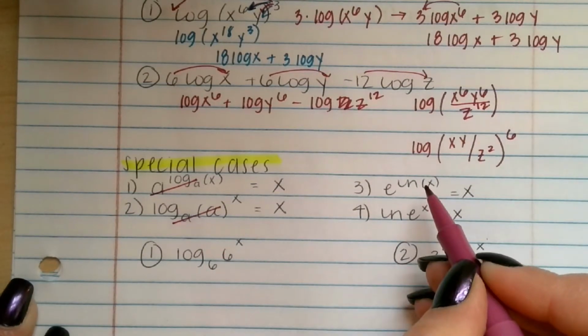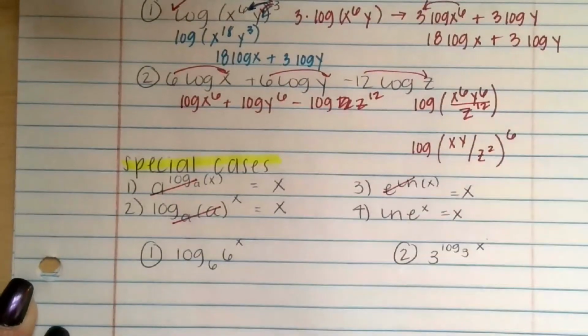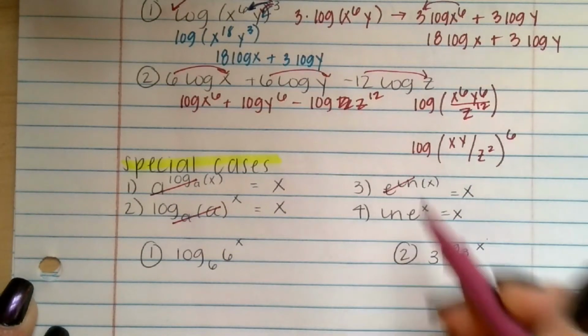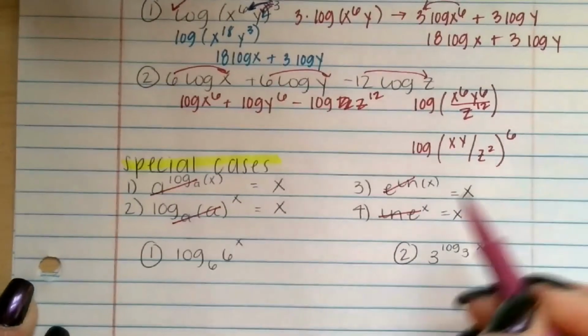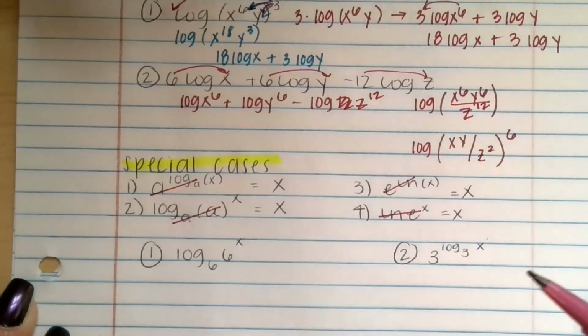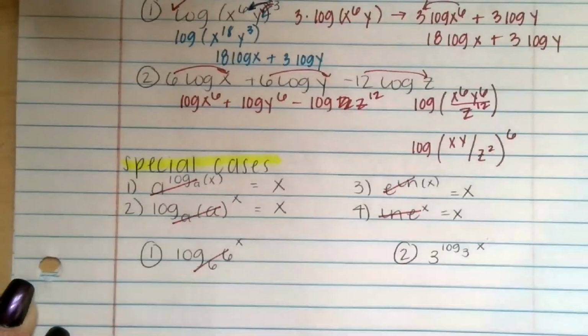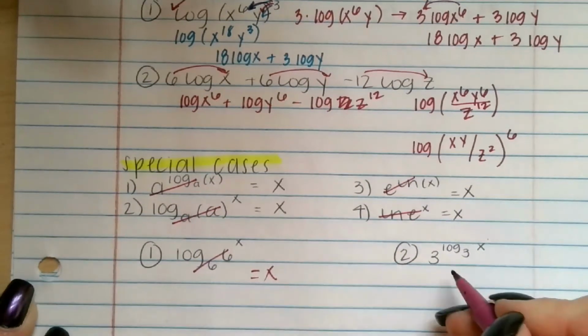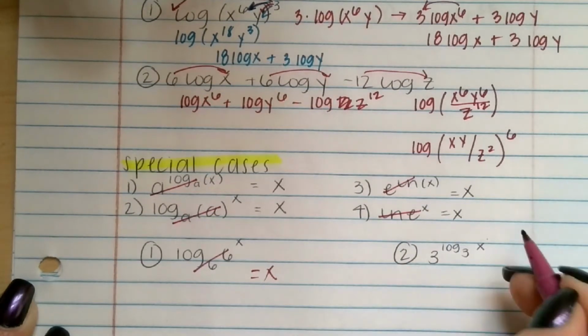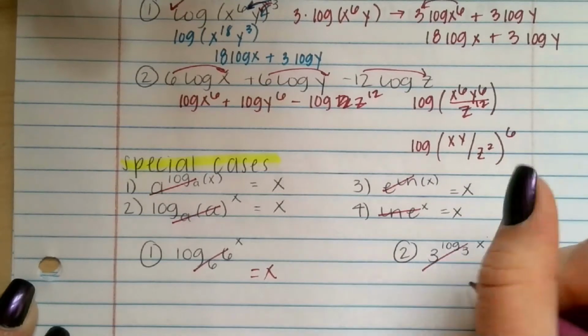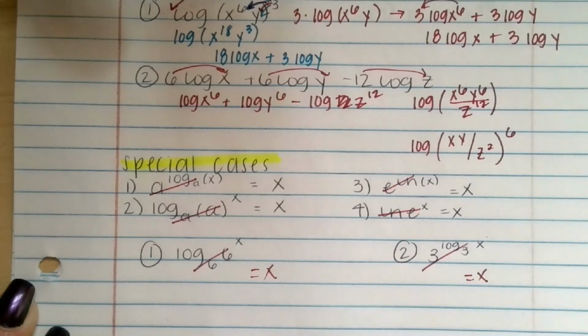Same thing carries over for natural log, since e is the base of ln. So e to the ln crosses out, natural log of e. You're just left with whatever the exponent is. And if you don't see an exponent, it's 1. Okay, so for this one, log base 6 of 6, that crosses out, and that's just going to equal x. This one, 3 to the log base 3 of x, that crosses off, and you're just left with x.